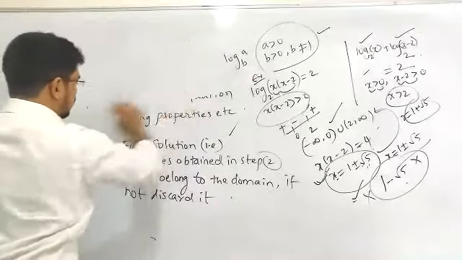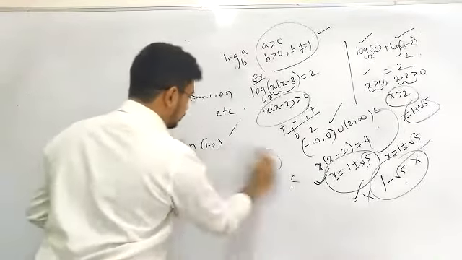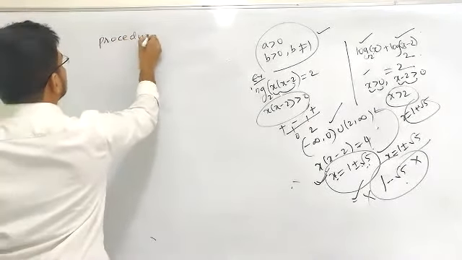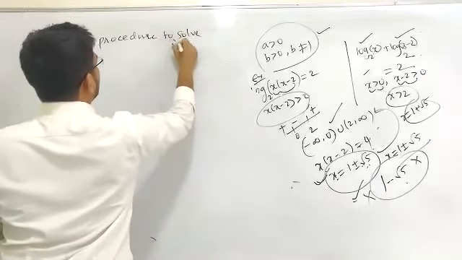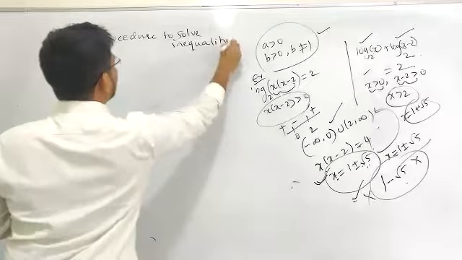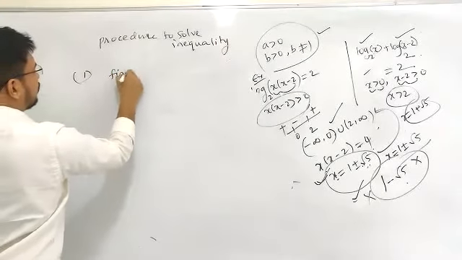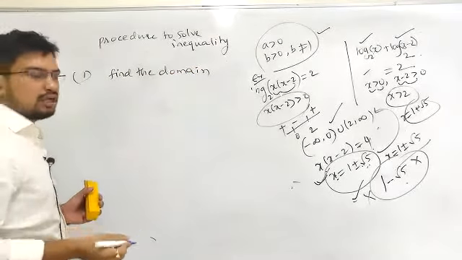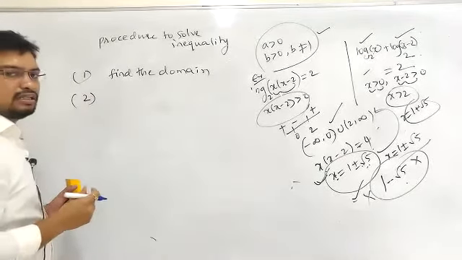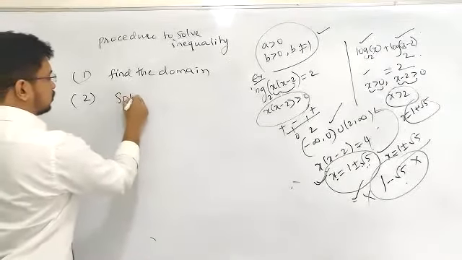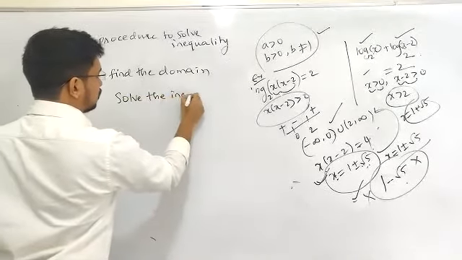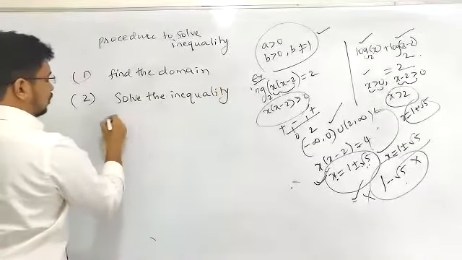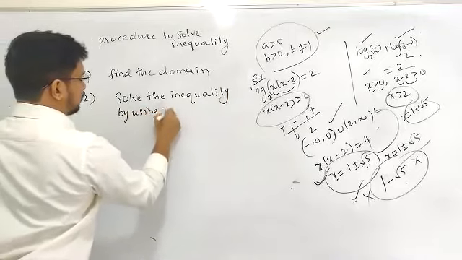So this is for equality. Next, I'll talk about inequality. I'll write the procedure to solve inequality. Again, the same idea: first find the domain. If I solve the inequality, first find the domain again. After finding the domain of that function, then solve the inequality by using properties.